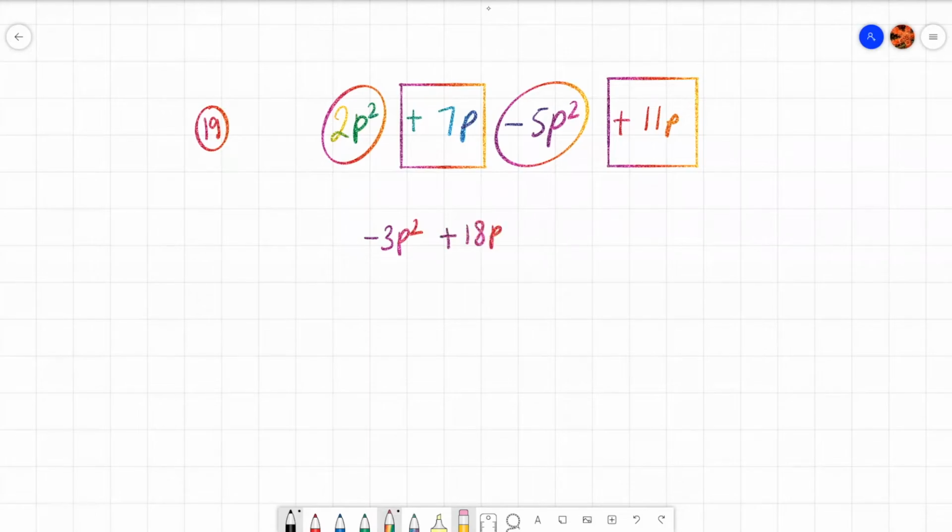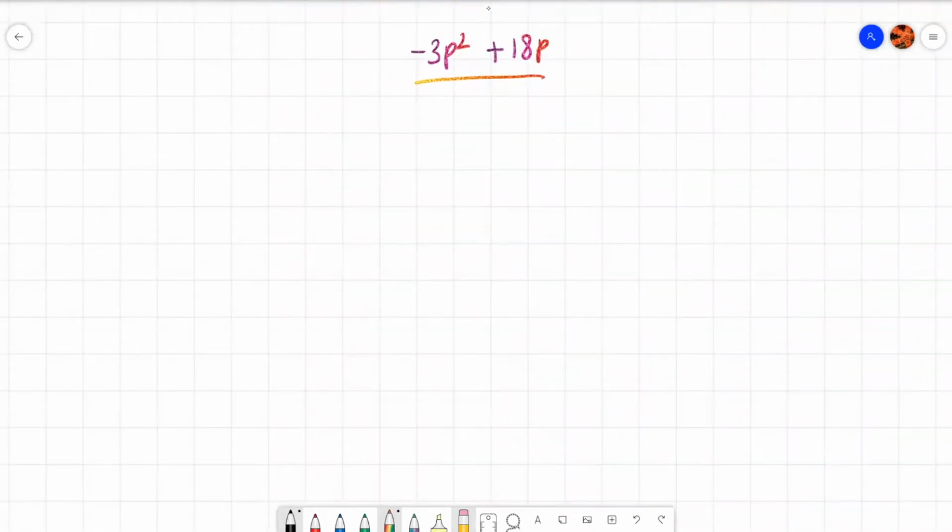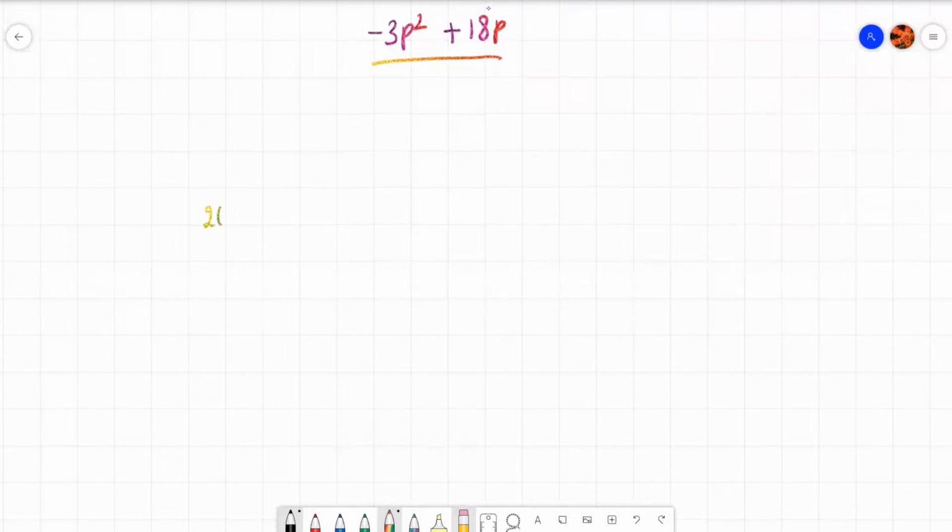And again, this stays as it is. You cannot add this together or subtract them because they are not exactly the same. That's minus 3p squared and that's 18p. They're not exactly the same, therefore cannot be added. So do not make that mistake, please. Okay, very, very common mistake in exams, and it shouldn't be made. Right, let's have a look at another one.